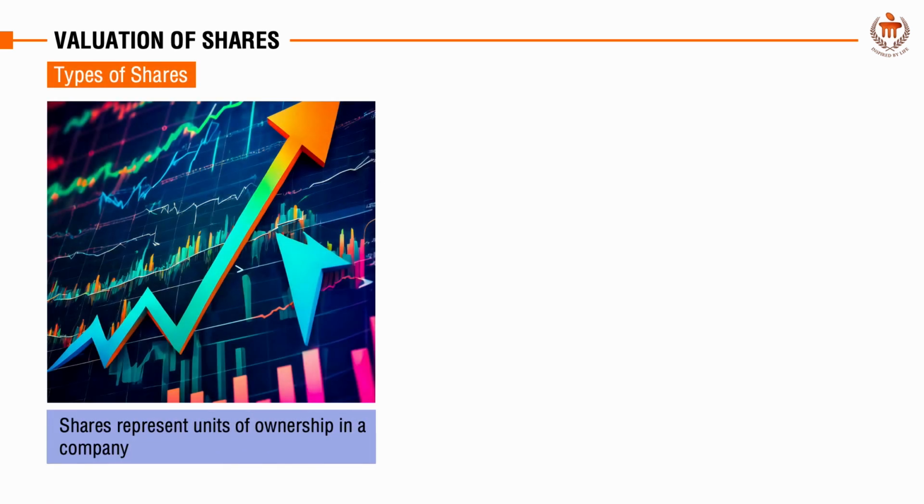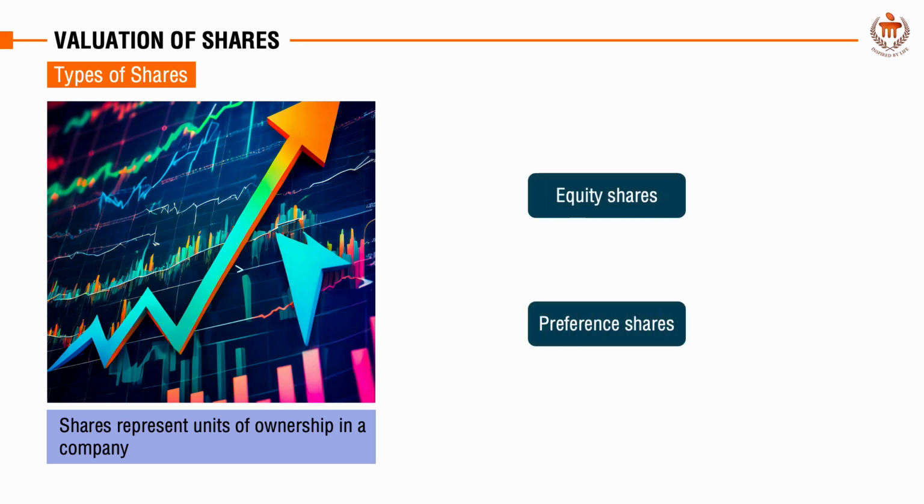Moving ahead in the process of understanding share valuation, let us now explore the types of shares that exist within a company's financial structure. Shares represent units of ownership in a company, and they are classified into primarily two categories: equity shares and preference shares. Each type comes with distinct characteristics, roles, and implications for both the company and the investor.